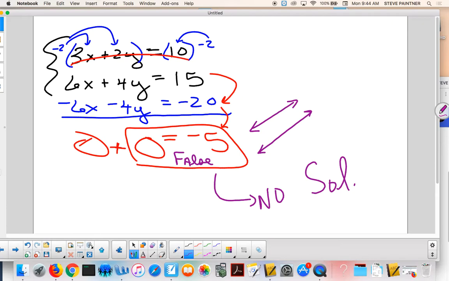What if that would have said 0 equals 0? True? You'd say infinite amount of solutions, right? Okay, there you go. The elimination method. Jonas, are you good? Yep.